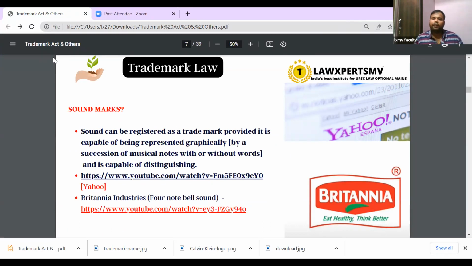Basically, even a sound can be registered as a trademark if you can have some distinctiveness in it. Secondly, if it can be represented in a graphical way. Two elements, keep it in mind. It should be able to be represented in a graphical way. Secondly, it should have some distinctiveness. If your mark has it, then it can be trademarked.